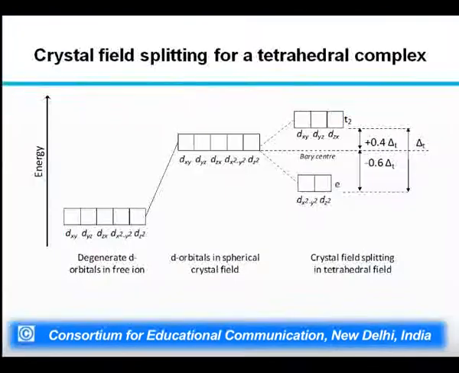So, we can also get a better insight into the splitting if we visualize the formation of a tetrahedral complex as a two-step process. In the first step, the ligands approach the central metal forming a spherical or an isotropic field. In this case, all the d orbitals would experience repulsion and the energy would be increased. In the second step, the ligands form a tetrahedral field, splitting the d orbitals into two sets, the low energy E and the higher energy T2.